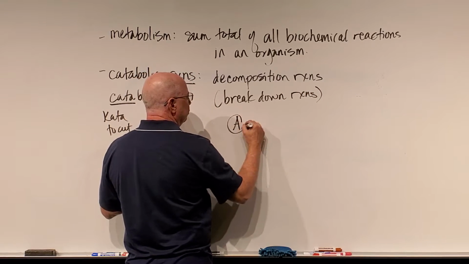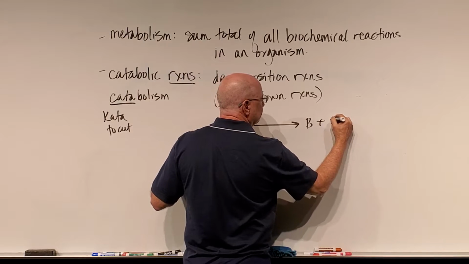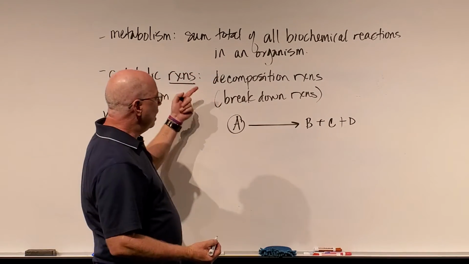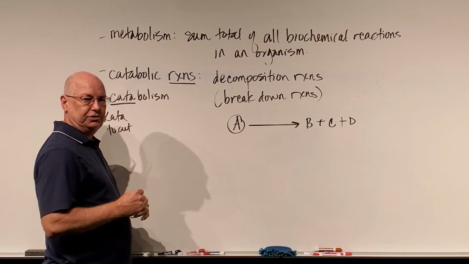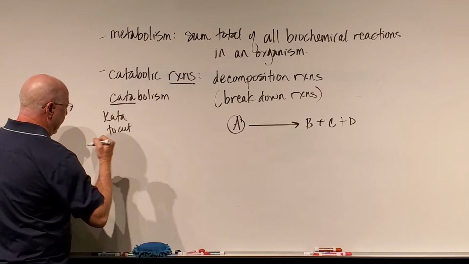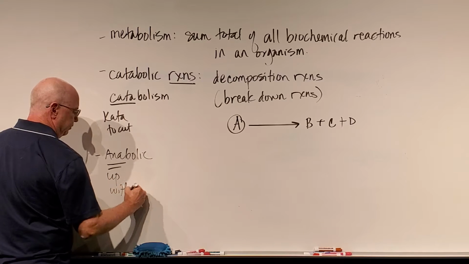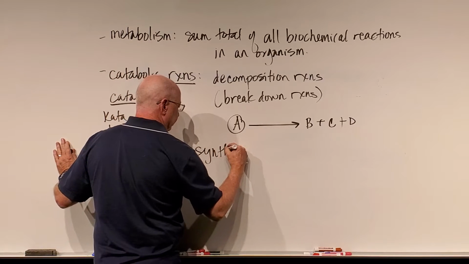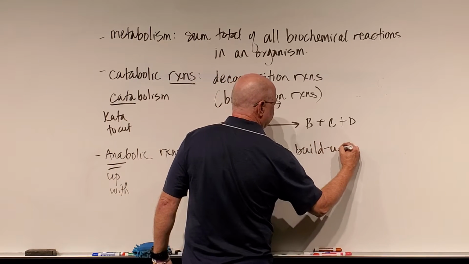So I can take a large molecule, like substance A, and if I run it through a catabolic reaction, I might get several smaller molecules out of it, okay? If I break one thing into multiple things, I have what's called a catabolic reaction, or decomposition reaction. Some people call them digestion reactions, okay? Now, the opposite of this would be what we would call an anabolic reaction. Ana means up or with, to build up. So anabolic reactions are what we sometimes refer to as synthesis reactions in chemistry, or I call them build-up reactions.